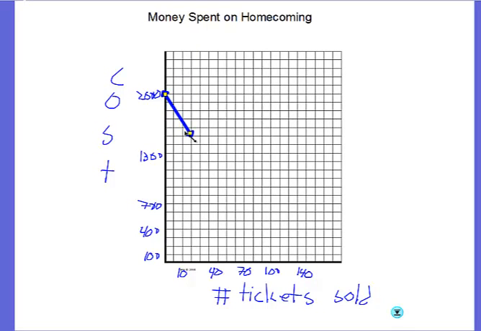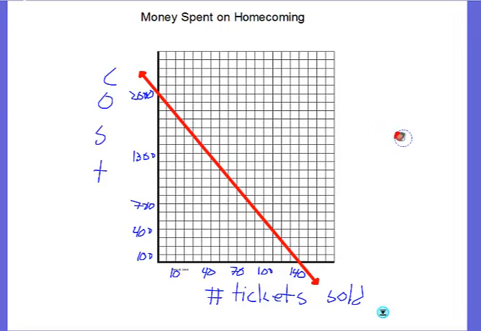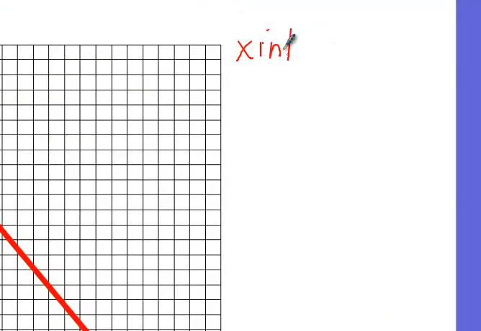Okay, so let's say we actually have this red graph here. I'm making it extend off of our graph just so we can kind of see the purpose of this. So now let's say this is our graph to talk about the relationship and the cost of homecoming.